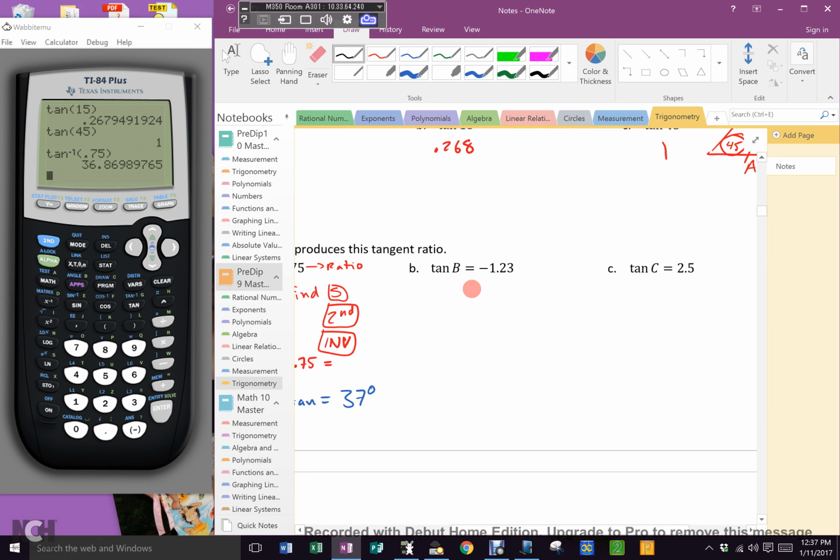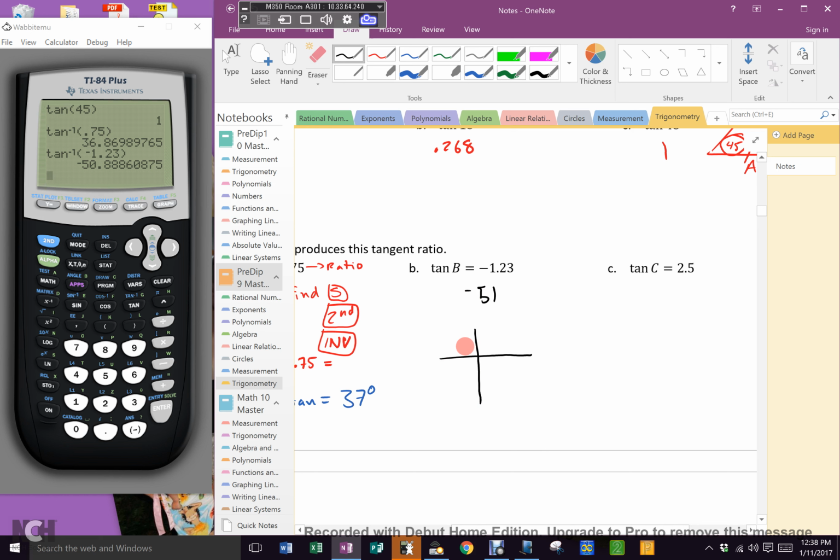What's this one? Shift, tan, negative 1.23. Negative 50? Yeah, negative 51. What? How can you have negative degrees? You can't. They don't exist. Right? So let me show you something.